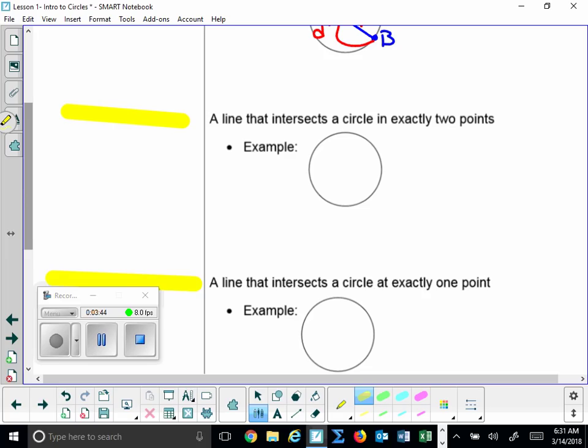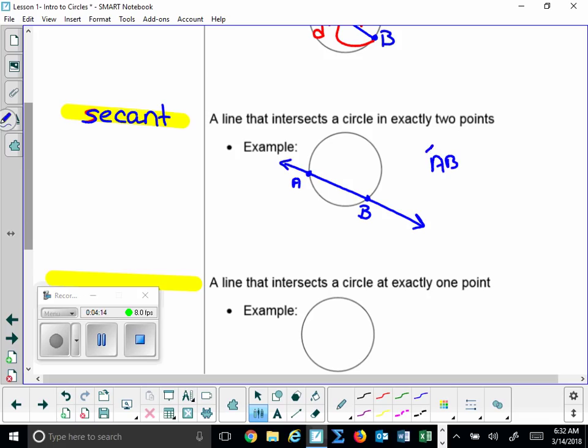All right. A line that intersects a circle in exactly 2 points is called a secant. A line has arrowheads, remember? Sometimes in diagrams, those arrowheads are not shown. But we actually cross through the entire circle and intersect in 2 points, and this, of course, would be line AB, a secant.